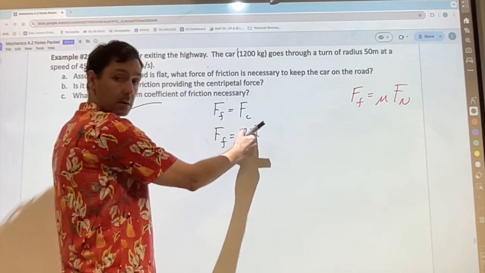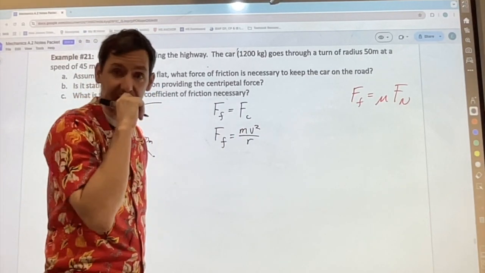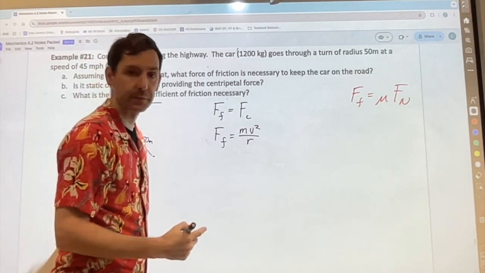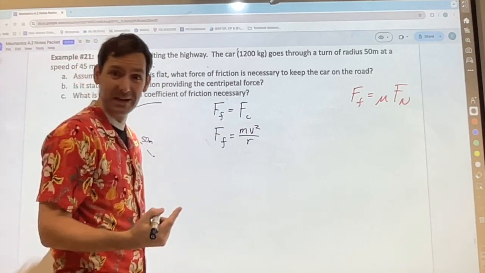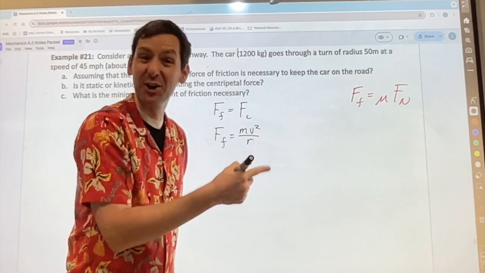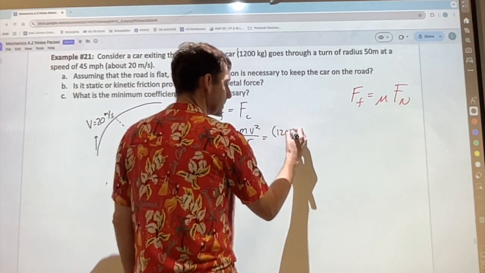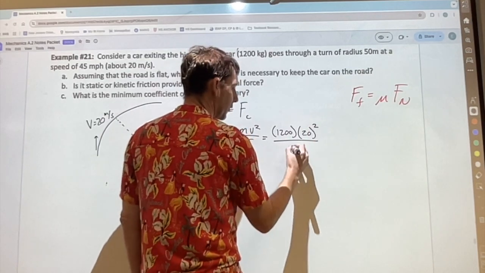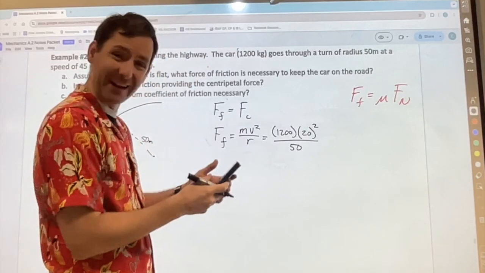We have the v. That's given to us, right? It gives us the speed, 20 meters per second. It gives us the mass. We've got that. And the radius. That's given to us too. So really, this is easier than the previous questions because all we have to do is put in our mass times the speed squared over the radius, and we get the answer. So I'm going to do that. Why don't you do it?